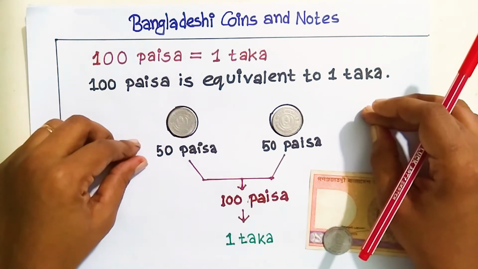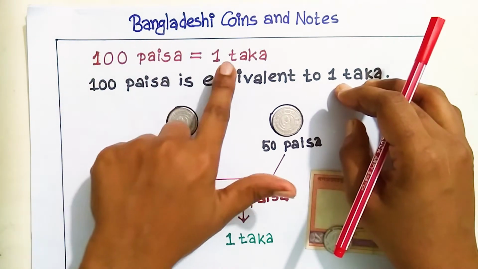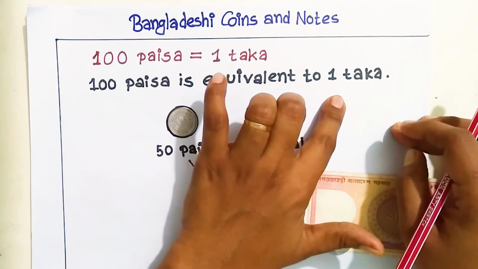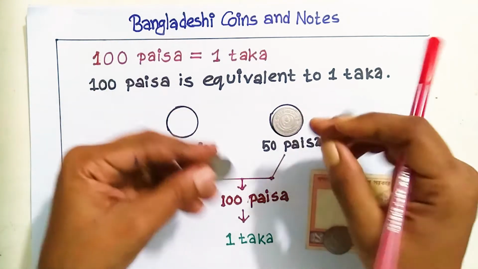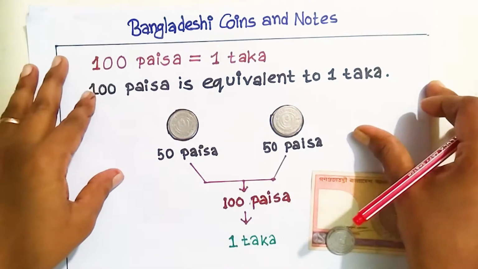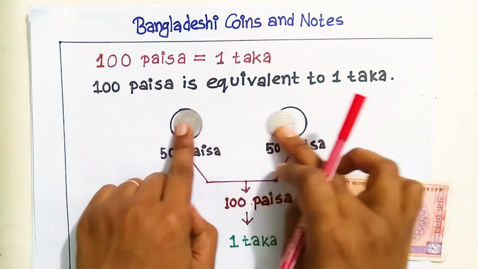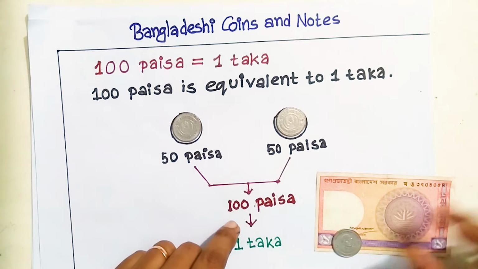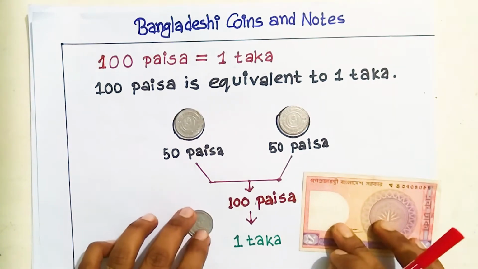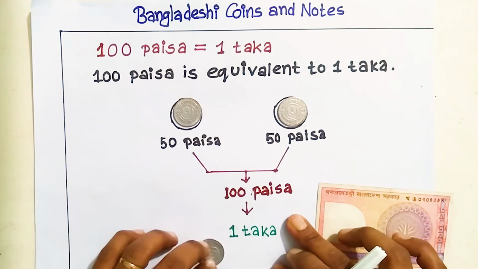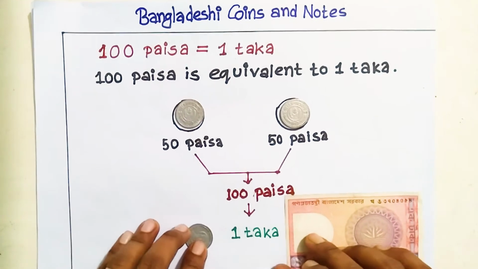My dear students, we know that 100 paisa is equal to 1 taka. That means 100 paisa is equivalent to 1 taka. As for example, here are two 50 paisa coins. Now 50 paisa plus 50 paisa is equal to 100 paisa. That means we will convert this 100 paisa into a 1 taka coin or 1 taka. I say again, 100 paisa is equal to 1 taka or a 1 taka coin.